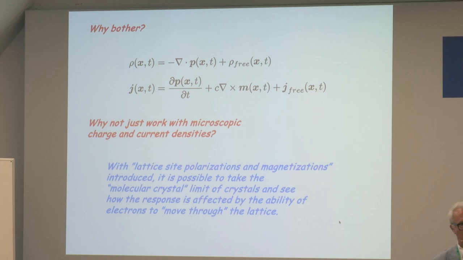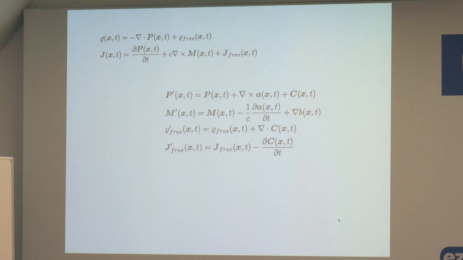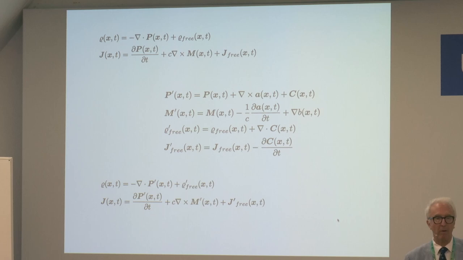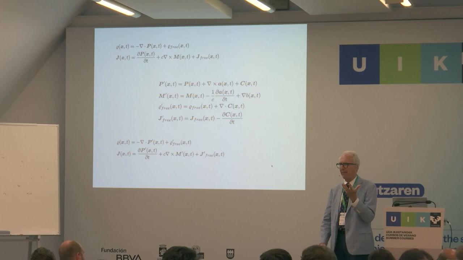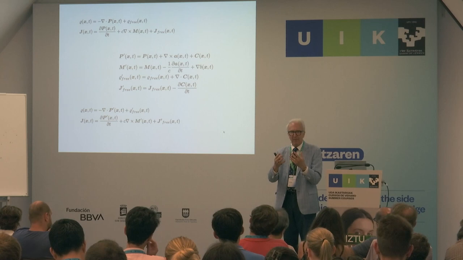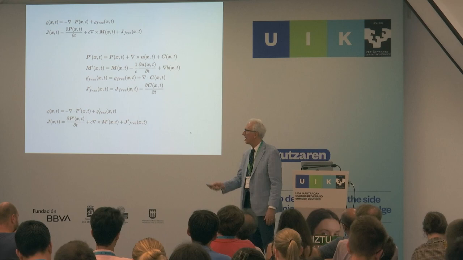Now, of course, if I have an expression like this, and I introduce a new P and a new M and a new rho free and a new J free with functions little a of x and t, capital C of x and t, scalar b, and all this stuff, you get exactly the same charge and current density, right? And in fact, in the old days, when people were worried about just finding electromagnetic fields from given charge and current densities, they actually introduced P and M, and they called them polarization potentials and magnetization potentials because they could be used to calculate rho and J, and they simplified some of the mathematics.